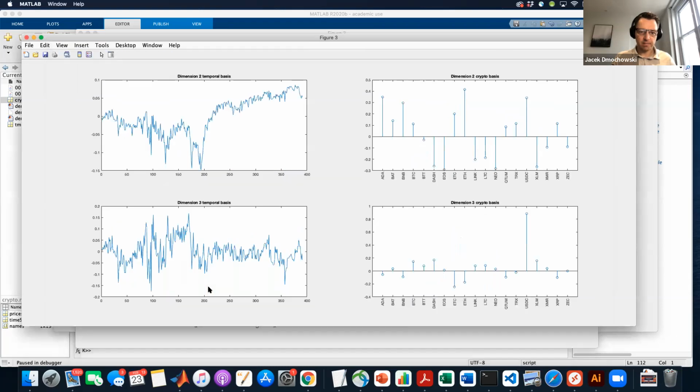Figure 3, right? This is the second basis, and this is the third. So all three modes have some interpretation in the original data. The first mode is the global trend. The third mode is this outlier coin, and the second mode is like a certain group of coins.